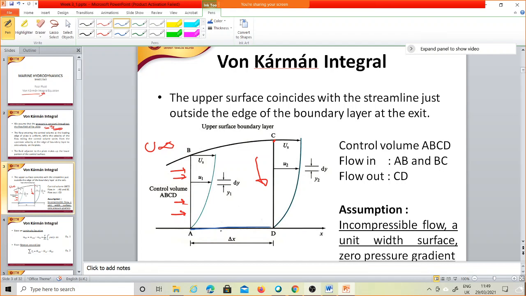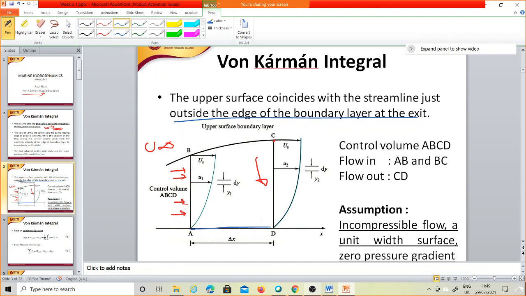actually nothing but the plate itself, and the upper surface just coincides with the streamline outside the edge of the boundary layer at the exit. It means the upper surface of the control volume is considered just outside the boundary layer. You can consider it almost close to the boundary layer. It means that along the edge, your velocity is actually the free stream velocity.